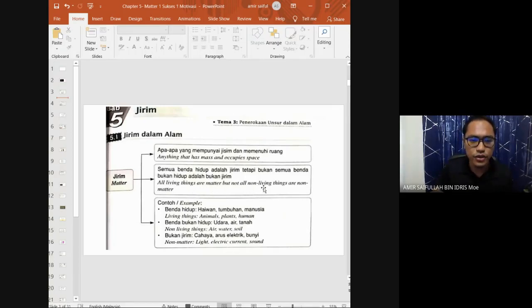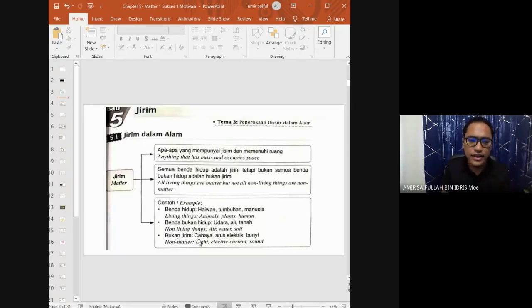All living things are matter. So all living things like humans, animals, plants, and microorganisms are all matter, right? For example, animals, plants, humans, and non-living things like water, air, gas, soil, and rocks. All of those are non-living things, but they are matter.